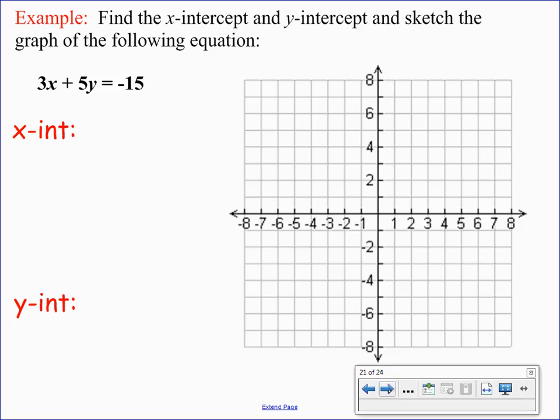Let's do another. Find the x-intercept by plugging in 0 for y and solving. Find the y-intercept by plugging in 0 for x and solving. Write each as a point, x, y, and then sketch a graph. I'm going to come around the room and see how you're doing. Catch my eye if you have a question.